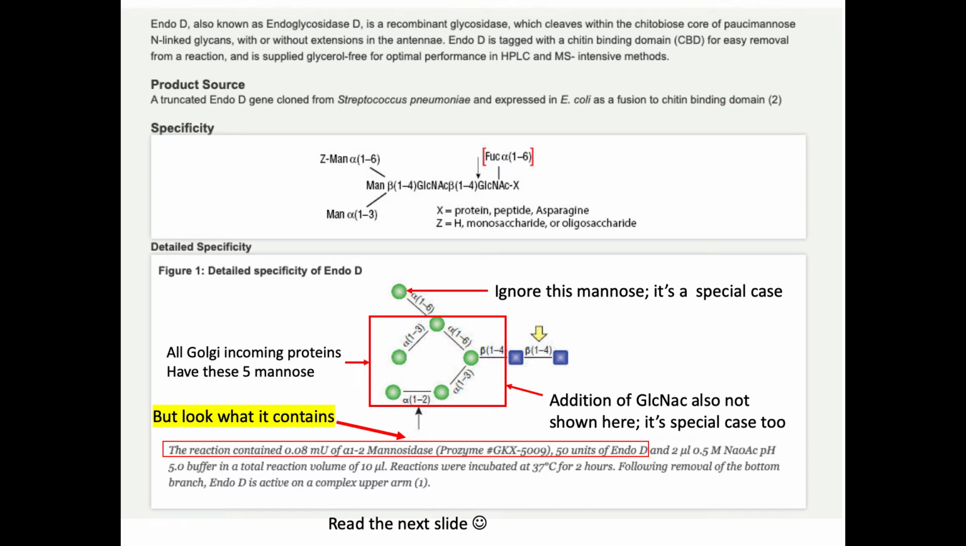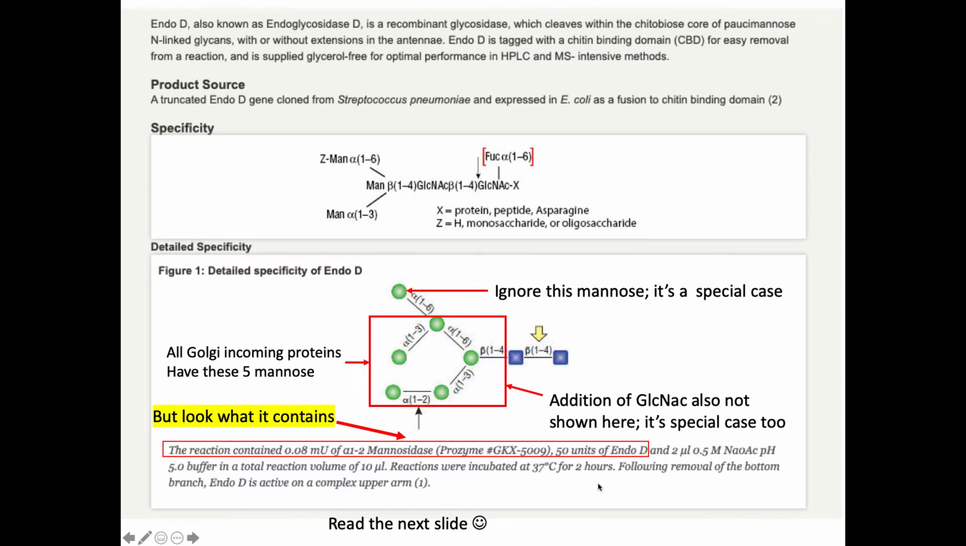But all you have to see is that when you get this endo-D in your tube and you do this digestion, it contains this alpha-1,2 mannosidase. See that it is already added in the reaction mixture. So what happens? If you have some of these 5 residue mannose, it's going to chop up all these 2 mannose and it's going to get digested by the endo-D. So all of the glycosylation will come out.